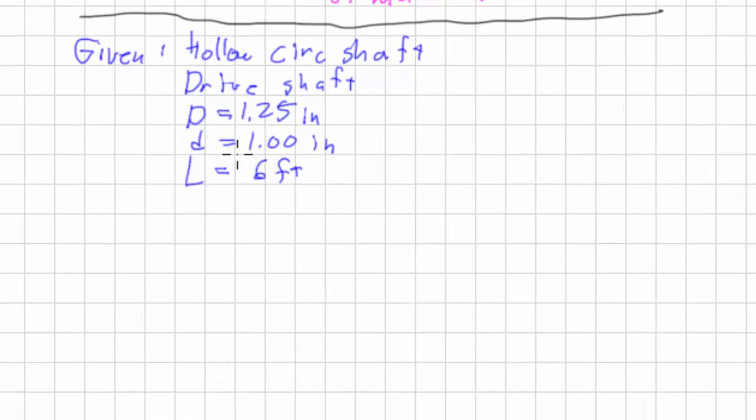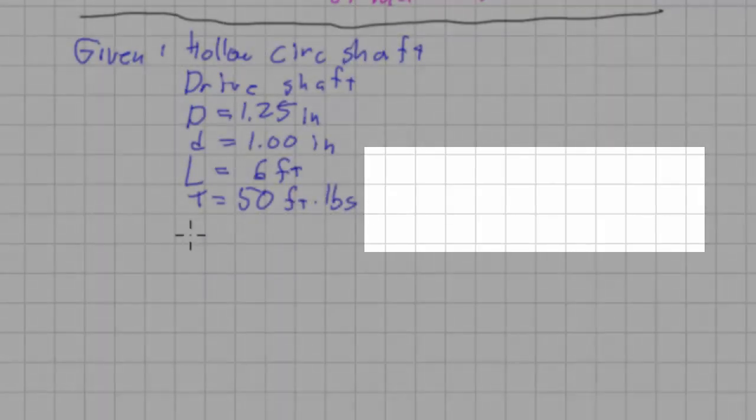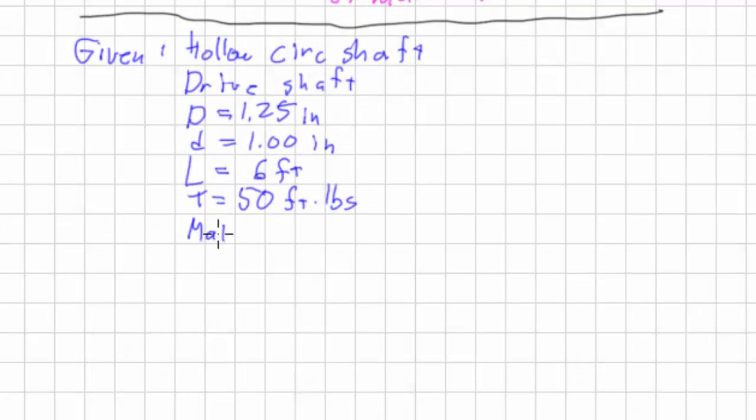And we are taking a torque of 50 foot-pounds. And our material has already been chosen for us. We're already told that it is going to be 4140 OQT 900. Now, if you have the Mott book, this is listed. If you don't, I'll show you what it is in a second.